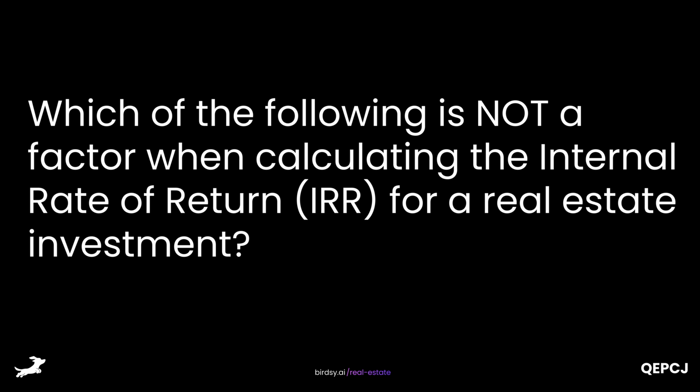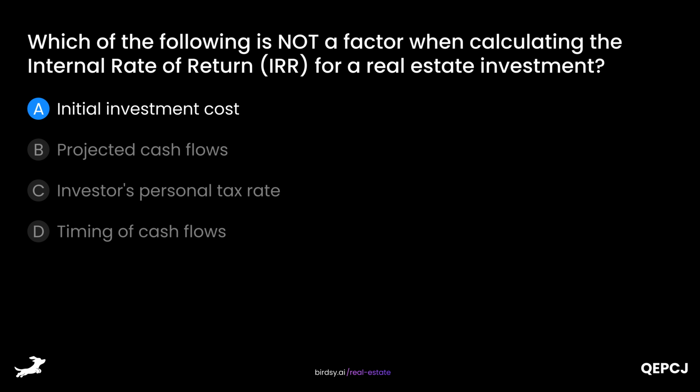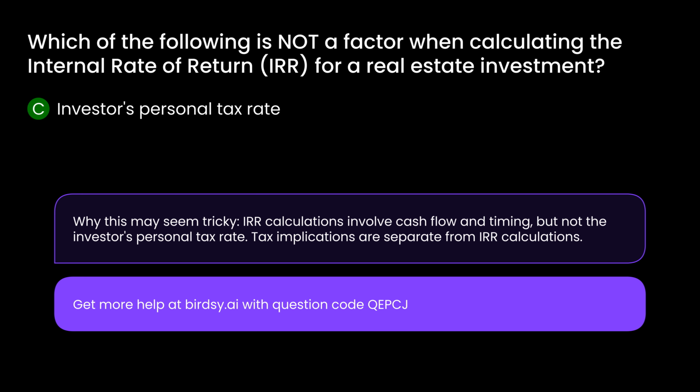Which of the following is not a factor when calculating the internal rate of return for a real estate investment? Is it A, initial investment cost, B, projected cash flows, C, investor's personal tax rate, or D, timing of cash flows? The answer is C, investor's personal tax rate. Why this may seem tricky. IRR calculations involve cash flow and timing, but not the investor's personal tax rate. Tax implications are separate from IRR calculations.